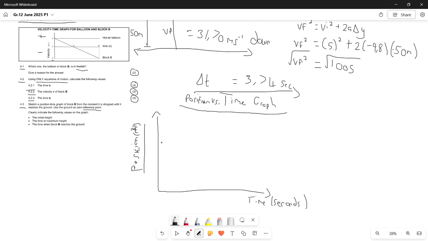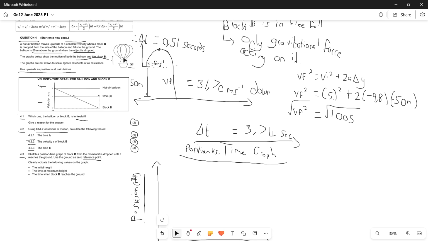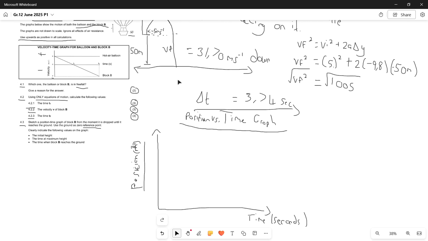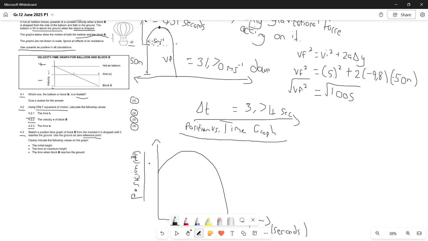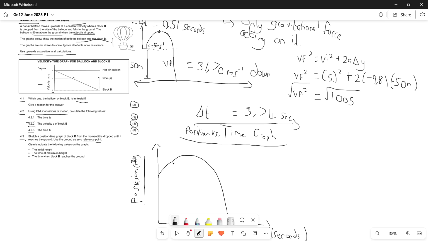The reason that the block doesn't just go like this, as we discussed, is that there is an initial velocity due to inertia. So it continues in the same direction until it slows down to 0, and then it changes direction and accelerates downwards to the ground, ultimately hitting the ground. So it is exactly the same as what we had over there, just as if it was thrown off. But it wasn't thrown off, it was just under the influence of inertia, continuing in the direction of the balloon before it started to change direction. So what they want here, we've drawn the axes, we've sketched the general shape, that's great.